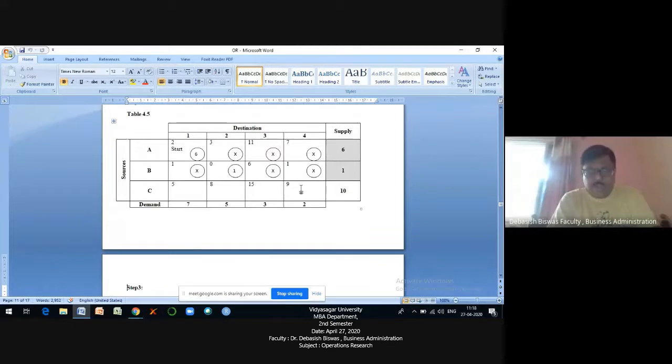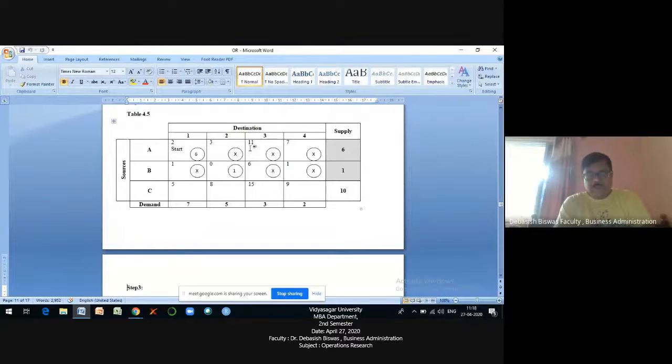So now we have to check which one is the least value, minimum value among the 8 elements. So 2, 3, 11, 7, 5, 8, 15, 9. So which one is the lowest? 2 is the lowest. That's why again we have to start from this cell, because here the 2 is the minimum value, right?